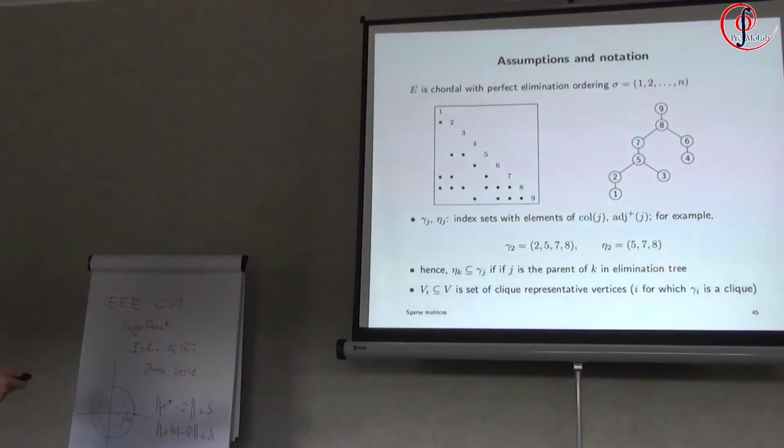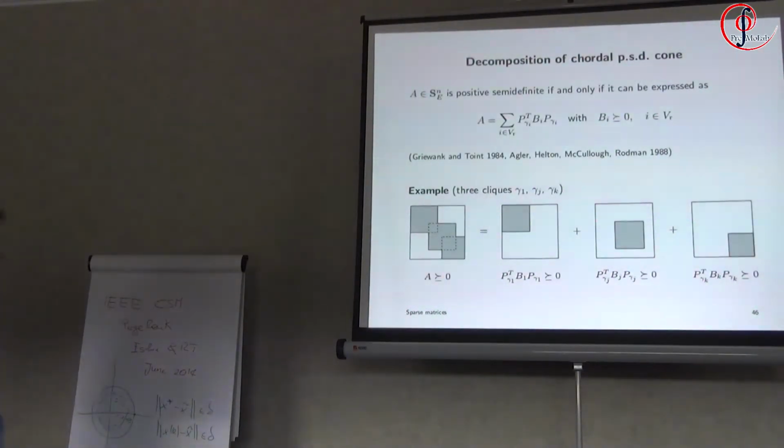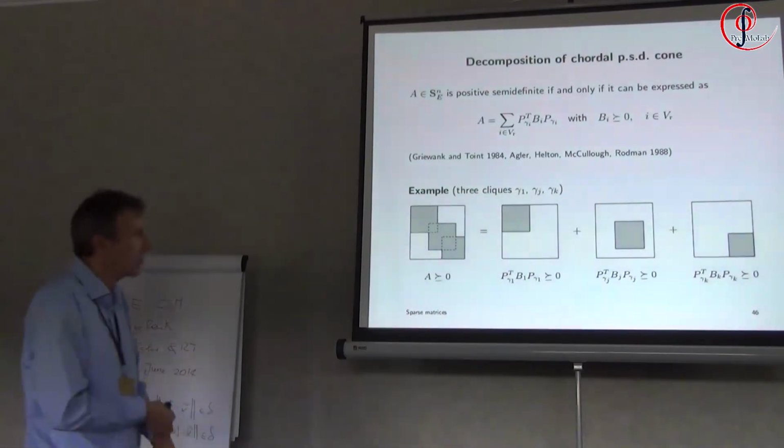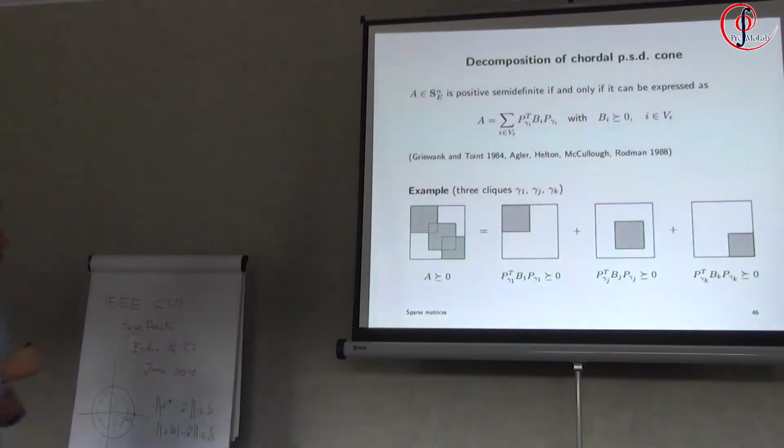And then monotone transitivity in terms of the elimination tree again implies this property, that the nonzeros in each column are included in the column of its parent, in the structure. The most important conclusion here for us tomorrow is a classical theorem about positive semidefinite matrices with a chordal sparsity pattern.